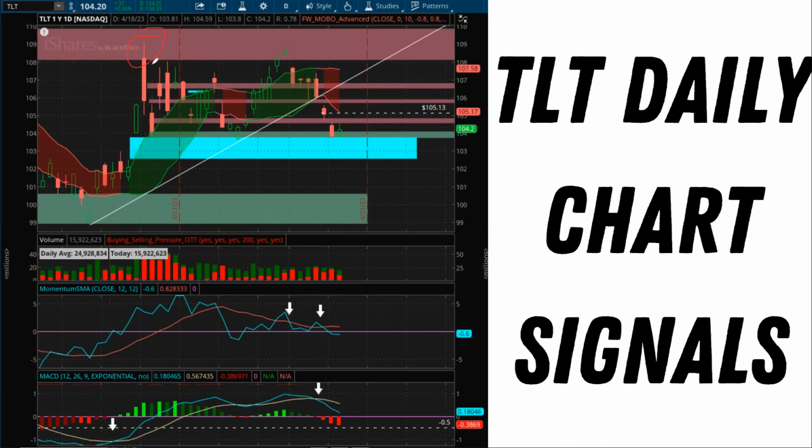We reached that overhead supply zone and got a pullback, right? Over here, we recently got the MACD sell signal, which is when the line crosses below, right? And this is a bearish crossover, and that happened right over here. And you can see since that point, we've moved from about 107 all the way down below 104.